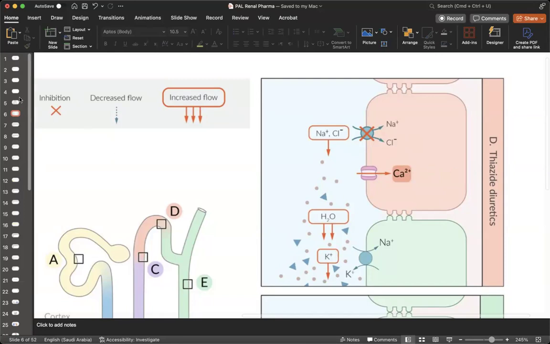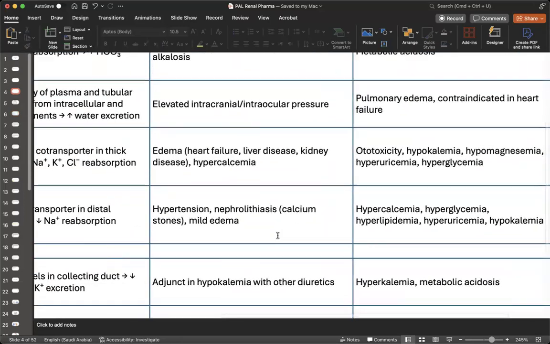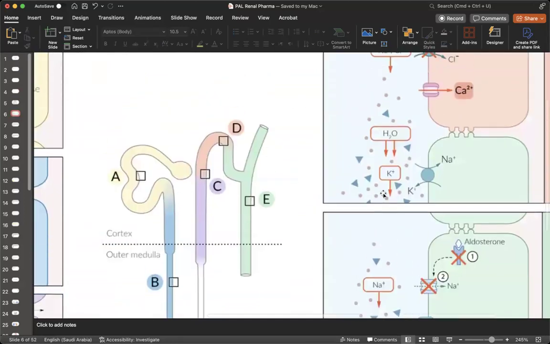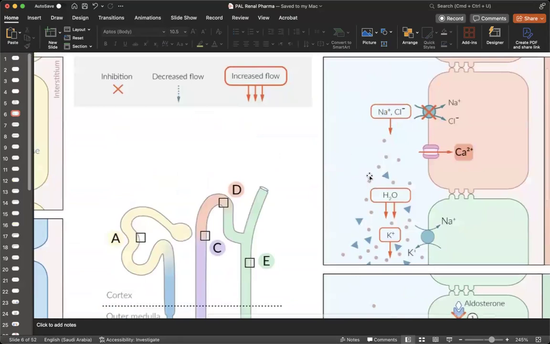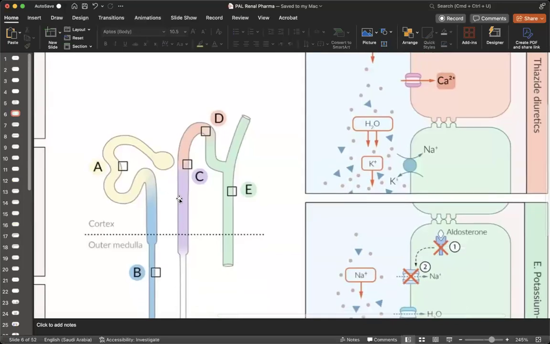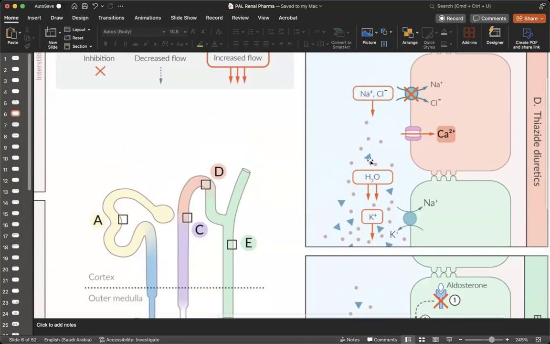Now, how does that help with stones if you think about it? You might be thinking, wait, Omar, if it's going to lead to hypercalcemia, won't that lead to worsened stones? No. The idea is that the stones are created in the tubules, not in the cells in the blood. They're created in the tubules right here, where your urine comes out of. So if there's a lot of calcium here, all that calcium is going to group up together and create a stone.